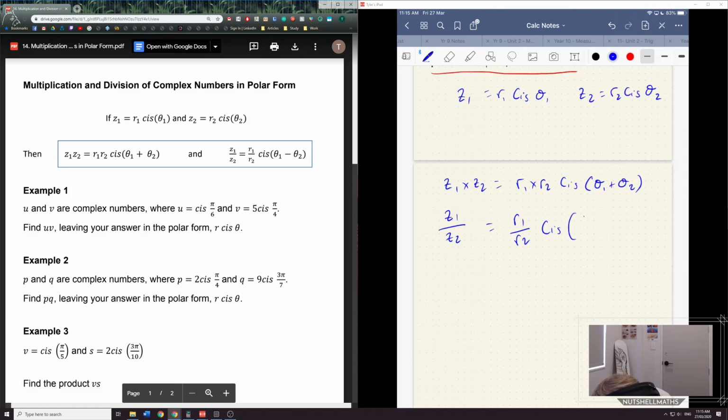Cis theta 1 minus theta 2. Okay? Now, listen very carefully. I want you to notice something here.